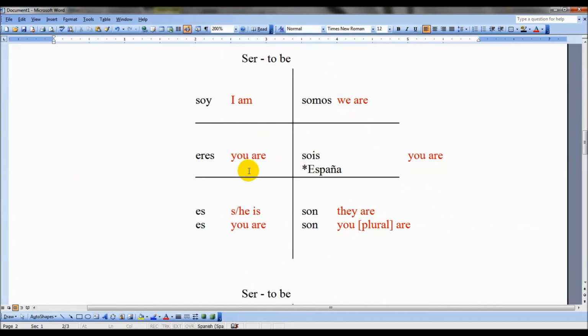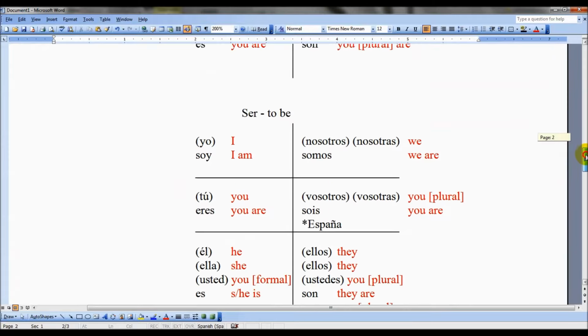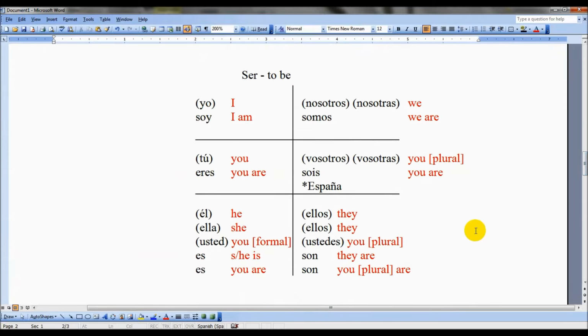And then this right here, you're going to want to have this memorized along with the previous information, and I'm going to show you what that would look like. So in this chart, I've kind of put the two together, superimposed one onto the other. So we have yo soy for I am. You'll notice that the yo is in the parentheses here because it's optional. Soy by itself means I am.